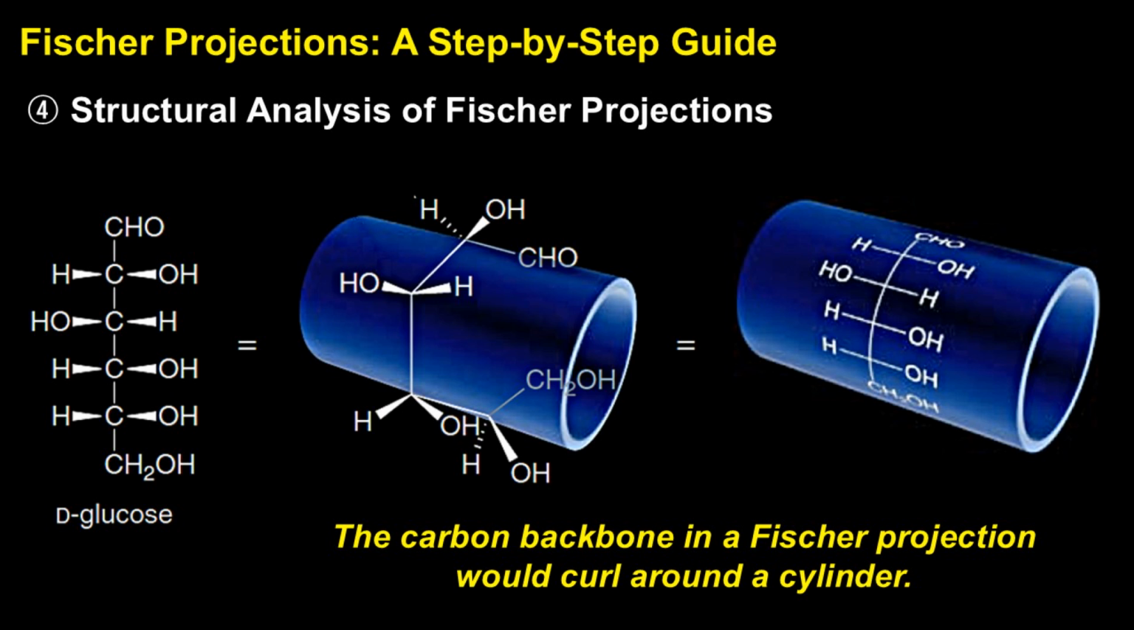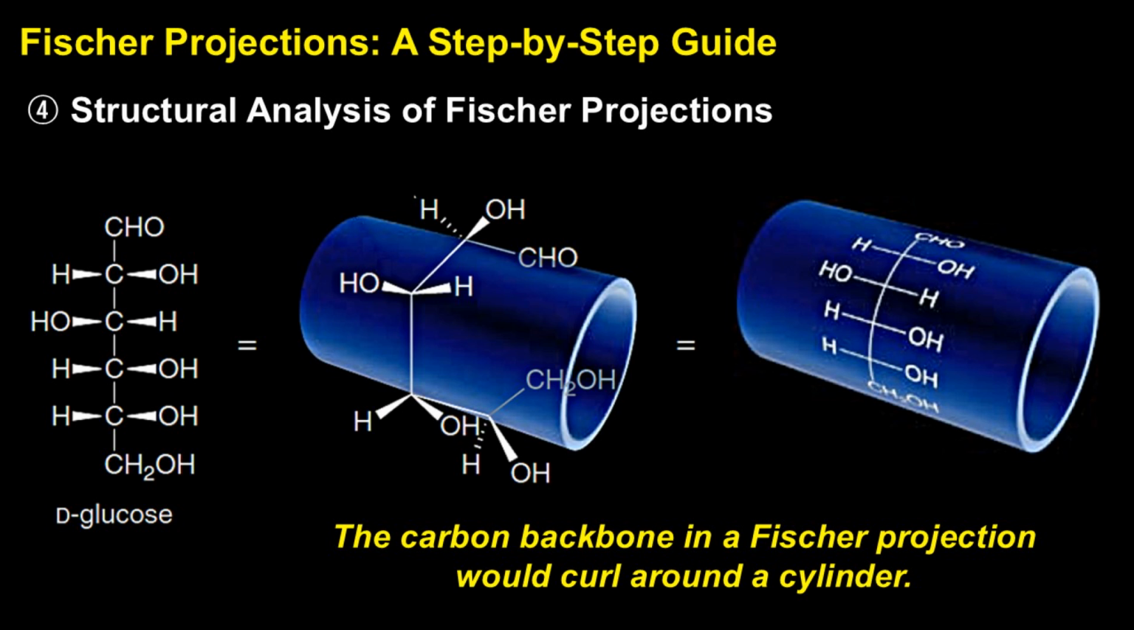In a Fischer projection, we usually draw the carbon backbone as a straight vertical line. But in reality, it's not flat. The carbon-carbon bonds are slightly offset, giving the backbone a kind of cylindrical, helical twist. That's why converting between Fischer projections and three-dimensional skeletal structures can be tricky. The spatial arrangement doesn't always match up.